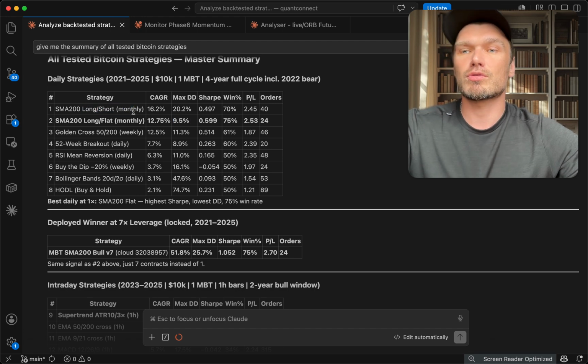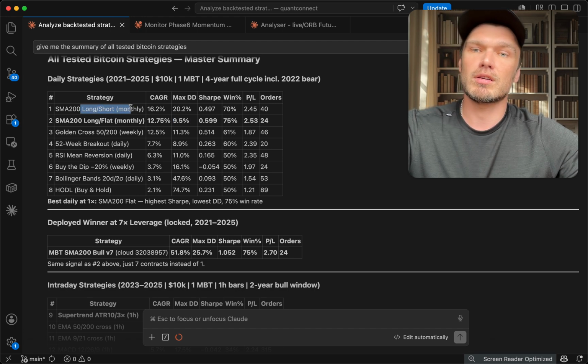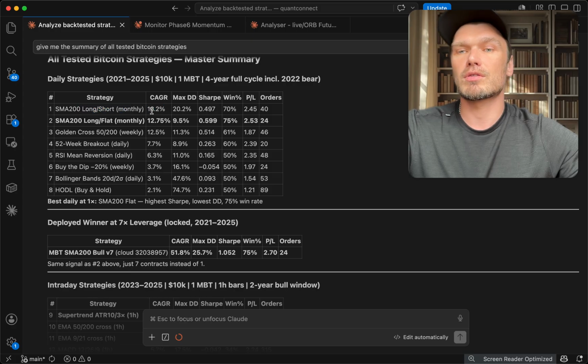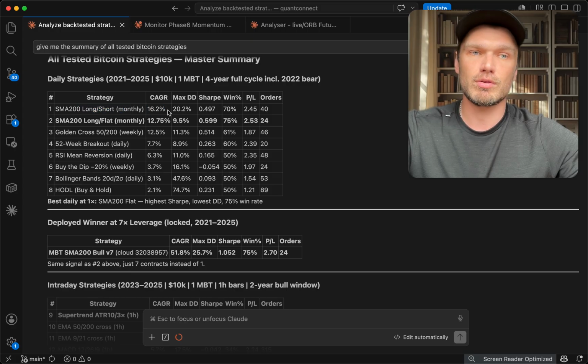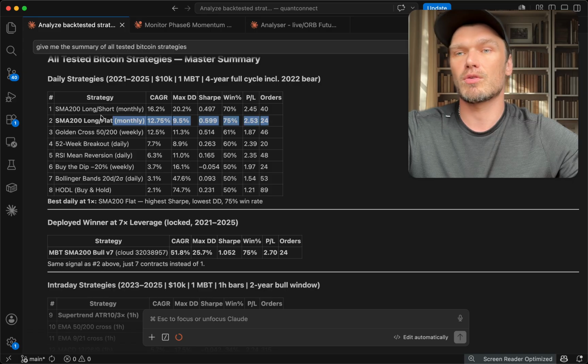When it comes to the short strategy, this is the short one. The annual compound growth rate was higher because Bitcoin drops harder. However, the drawdown is higher as well, which is not acceptable. So that's why I'm sticking with this strategy as the winning strategy among the daily ones.